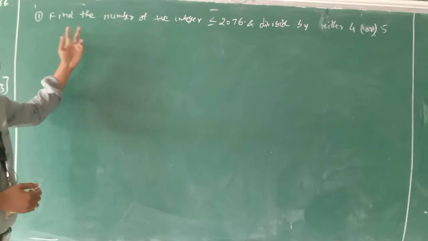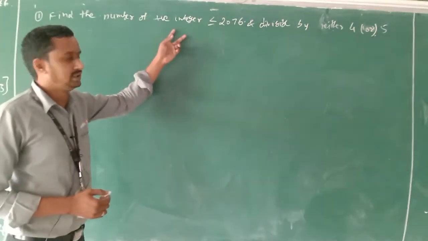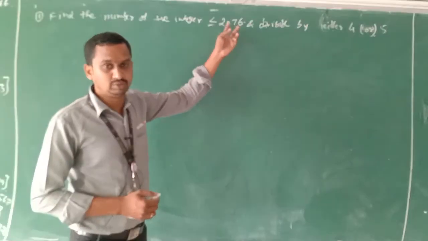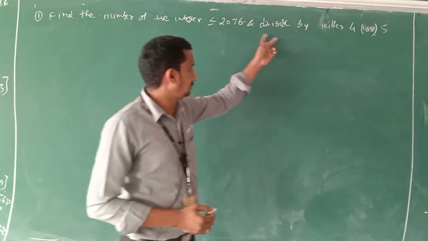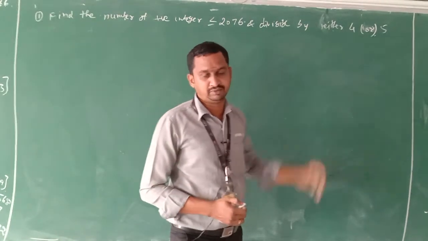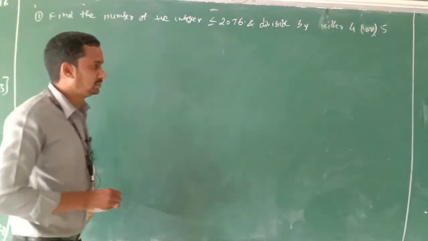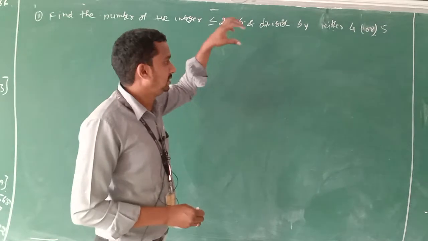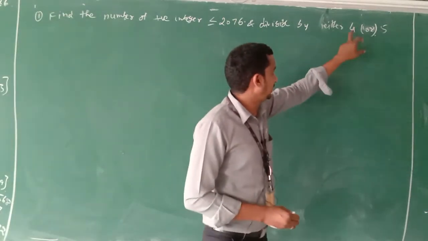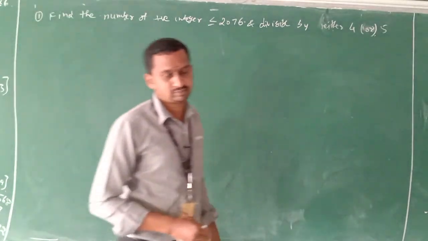Find the number of positive integers less than or equal to 2076 and divisible by neither 4 nor 5. And find out the solution. First, the number of positive integers less than 2076. The corresponding condition is neither 4 nor 5.